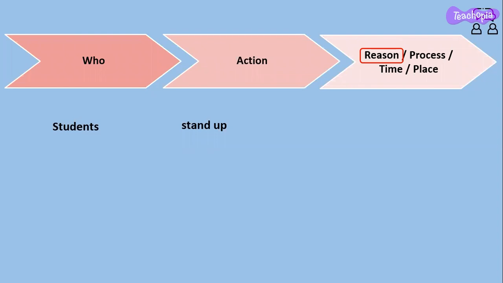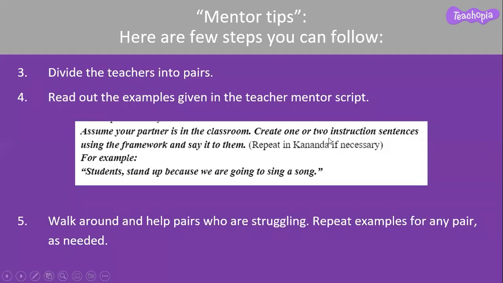So once again, after you have repeated the instruction given by the presenter, and after you have repeated the example that we have also just given, what is the next step you will follow? Divide the teachers into pairs. Read out the examples given in the teacher mentor script. That is, here is a small snippet from what is given in your scripts. Assume your partner is in the classroom. Create 1 or 2 instructional sentences using the framework and say it to them.